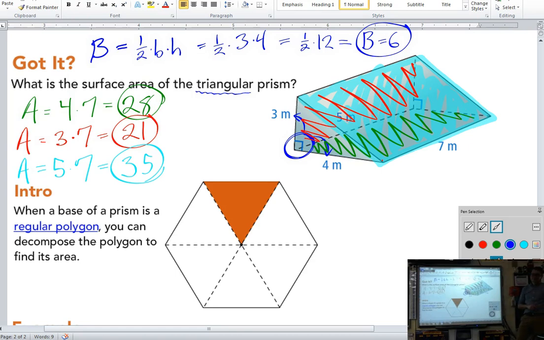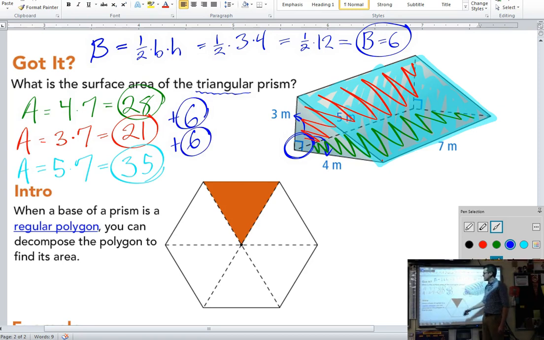Abby? We need to do that last triangle. We know it. So with these 3 rectangles, I can just say plus 6 and plus 6, because both of those triangles are 6. Okay. So if I want to make sure that I have all 5 of my faces counted for: rectangle, rectangle, rectangle, triangle, triangle. Now, when I add all these up, I don't have to use a formula.